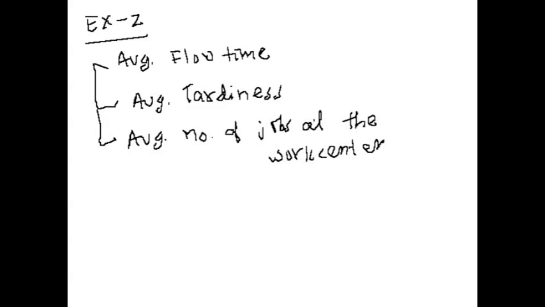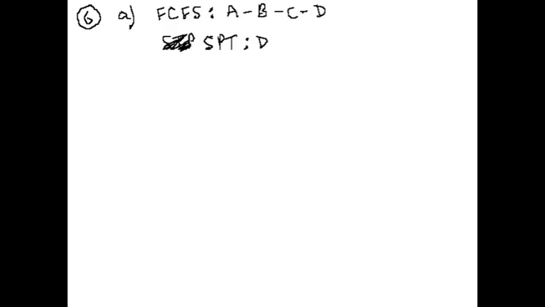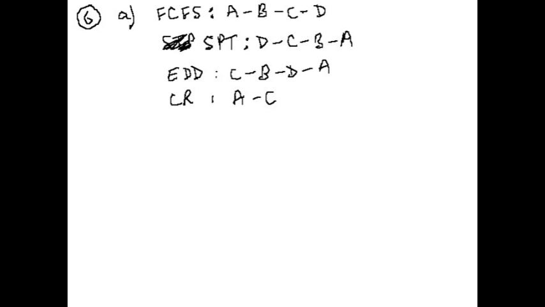Let's look at one problem from the book, number 6. If you look at the first part, and suppose the rule we are looking at is first come, first served, then the sequence will be A, then B, C, and D. With SPT, the sequence is D, C, B, A. With EDD, you have C, B, D, A. Critical ratio, you should get A, C, D, B.